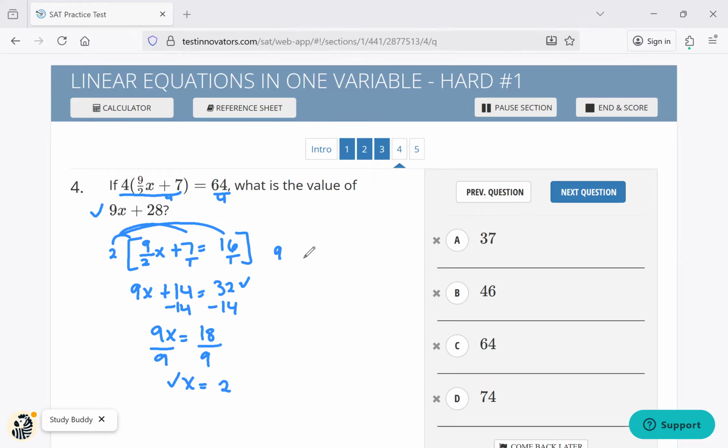So the last step is we're plugging in 2 for x. So 9 times 2 plus 28. 9 times 2 is 18 plus 28. And then what's 18 plus 28? 46. So your answer is B, 46.